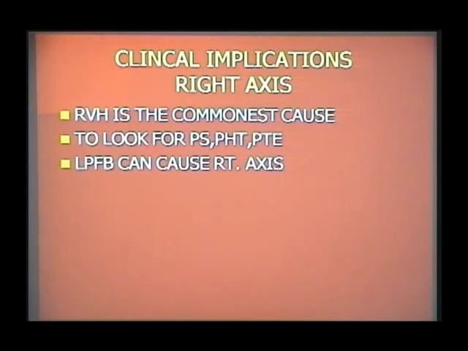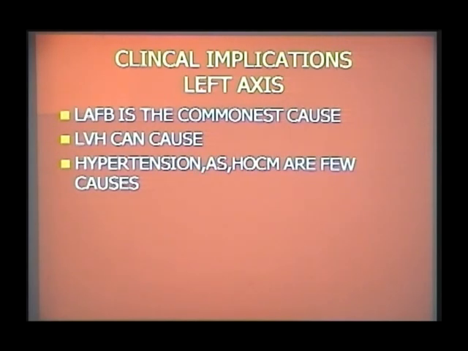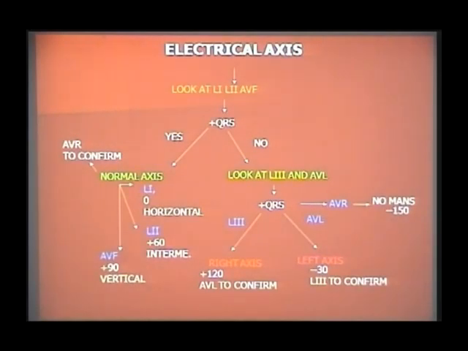Right ventricular hypertrophy is the commonest cause of right axis. Look for pulmonary hypertension and right ventricular outflow obstructions. Whereas for left axis, left anterior fascicular block is the commonest cause. LVH also can cause left axis, but the commonest cause is left anterior fascicular block. Look for conditions which can produce left ventricular hypertrophy, like hypertension and LVOT obstructions. So, this is your summary.